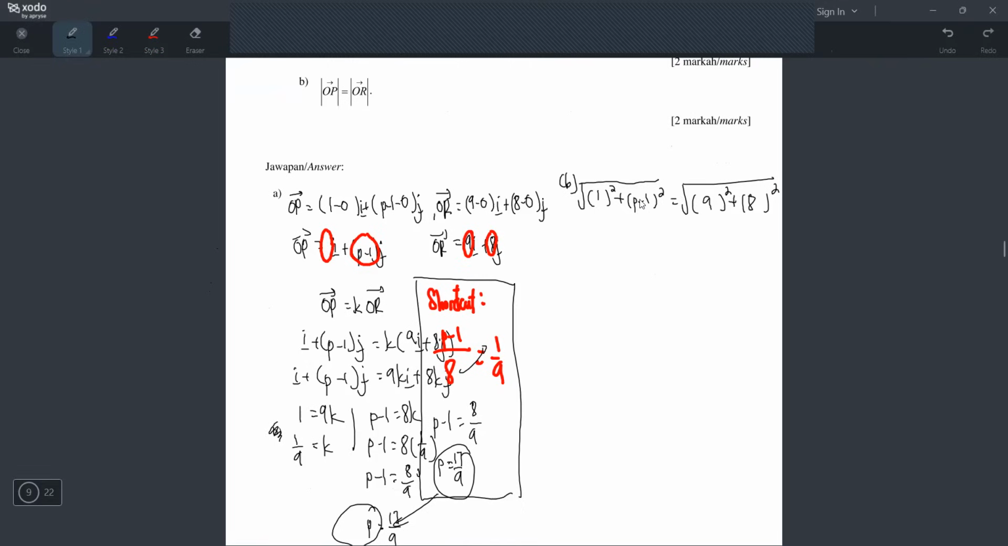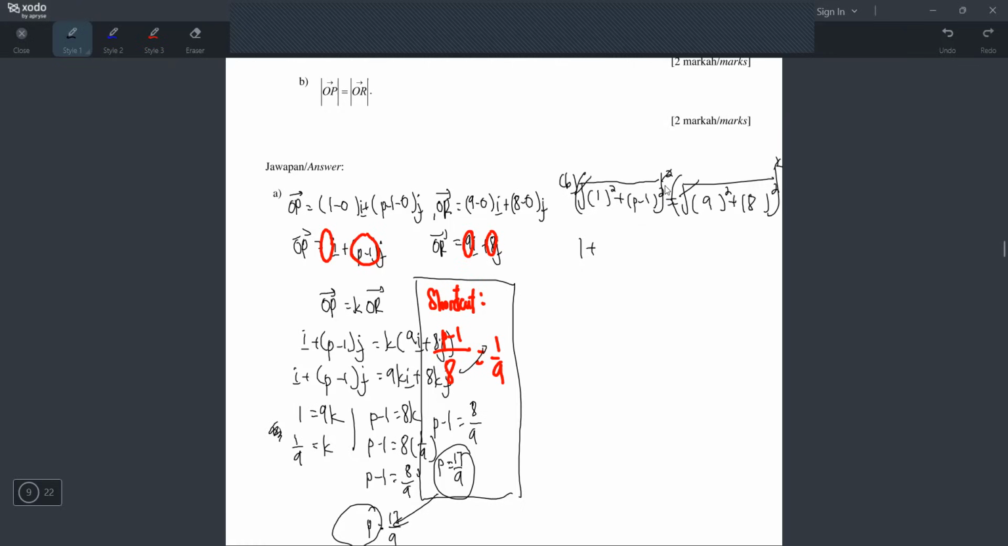But before I solve, I have to remove the square root. And how do we do that? We square both sides. So what happens when I square both sides? The square root and square will cancel each other out. So we are just left with 1 square, which is 1, plus p minus 1 square. Should I expand this?